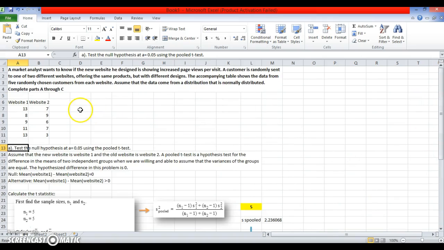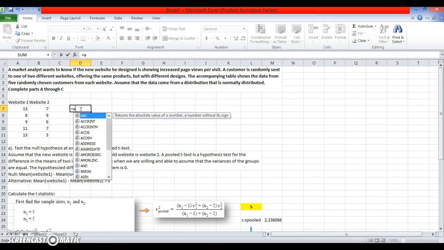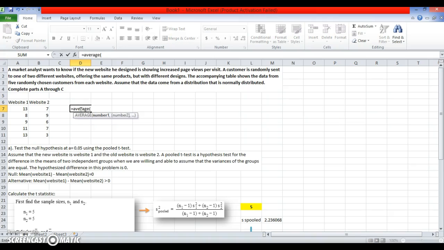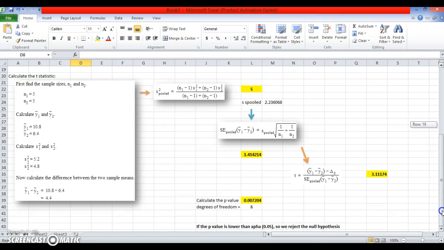I can show it up here just for practice. Average: for website 2, the average should be about 6.4, and sure enough, it's 6.4. That gives you a sense of that piece of the equation.